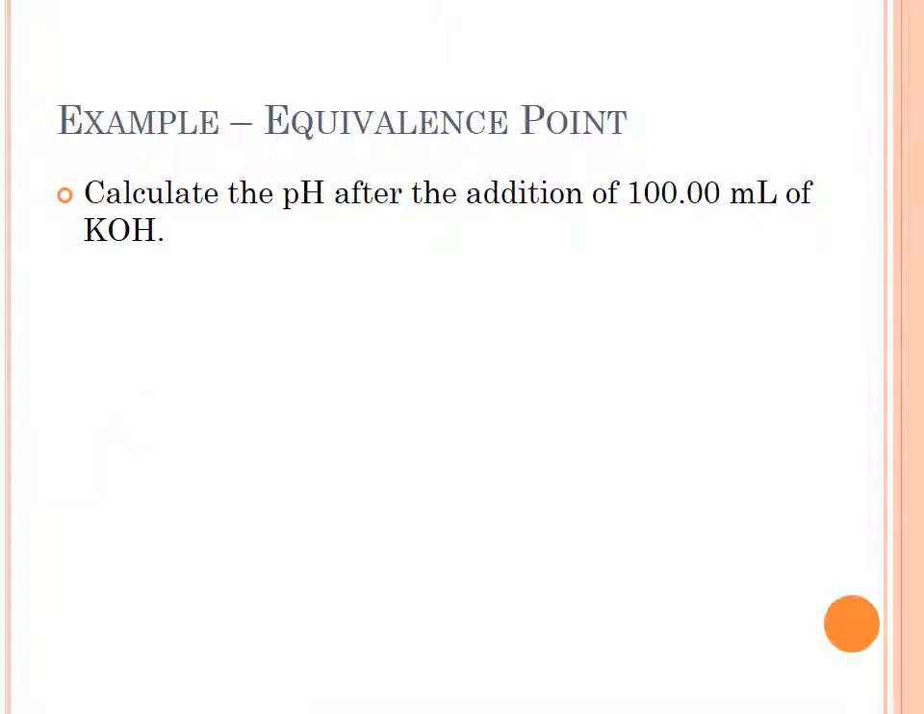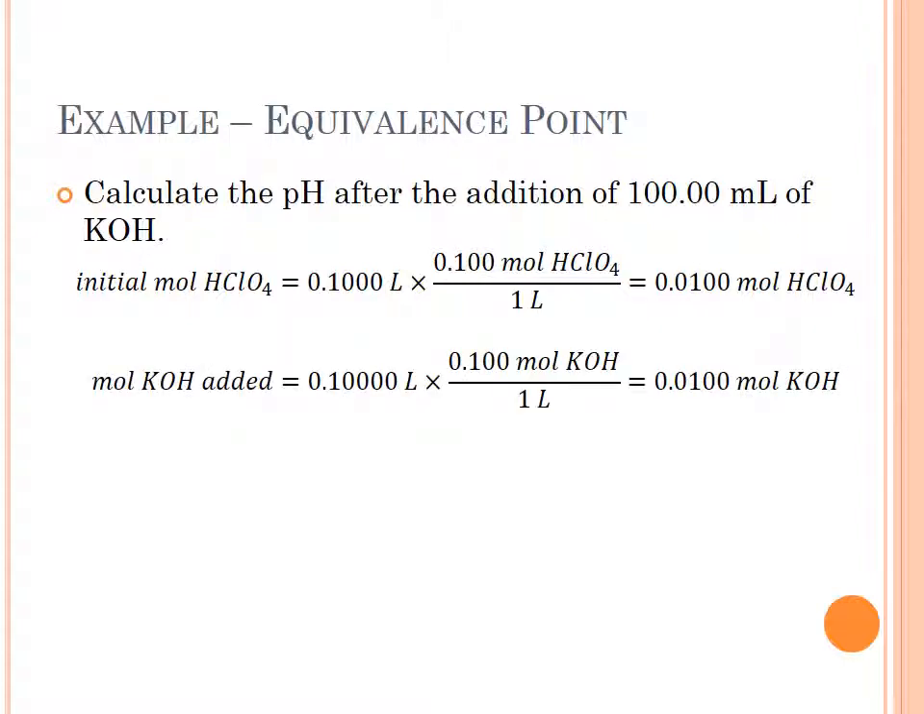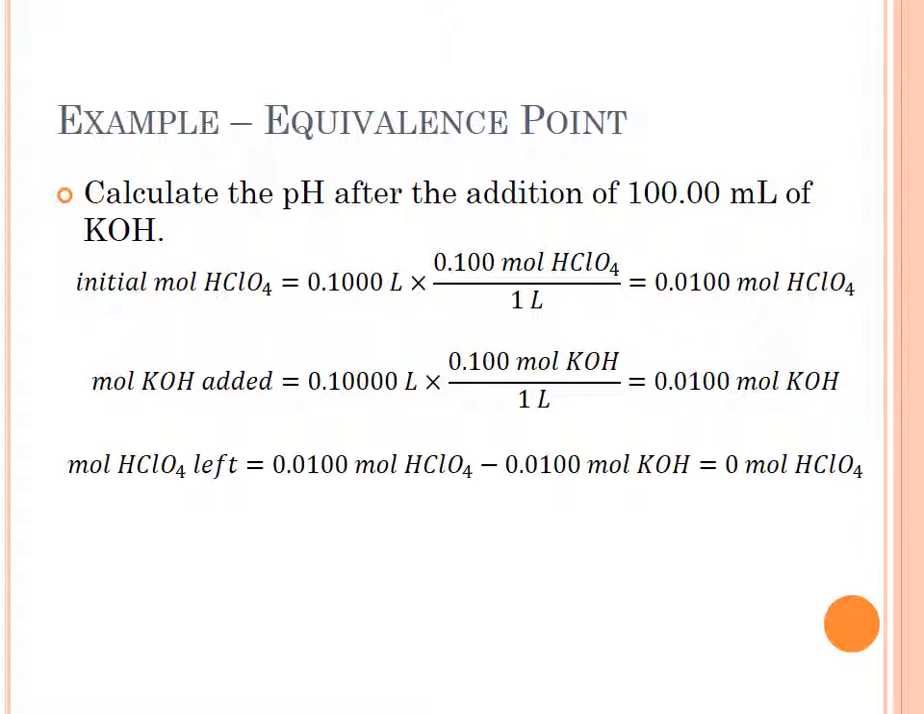At the equivalence point, that's after we've added 100 milliliters of KOH, so we've completely neutralized the acid. So same calculation as before: 0.1 liters times 0.1 molar perchloric acid, 0.01 moles of perchloric acid, and we've added the same amount, 0.1 liters times 0.1 moles per liter of potassium hydroxide. So we also have 0.01 moles of KOH. Subtracting, because we have a 1-to-1 mole ratio, we don't have any perchloric acid left. We've completely neutralized the KOH.